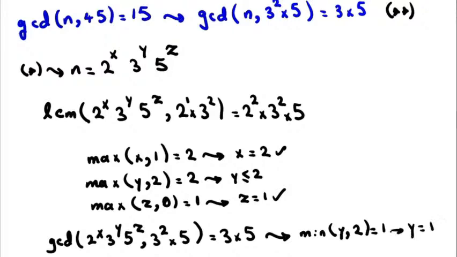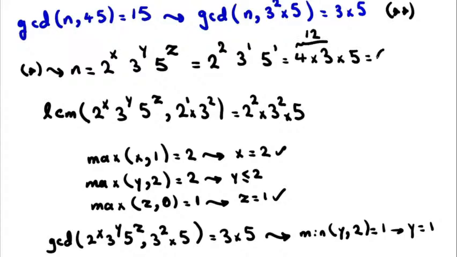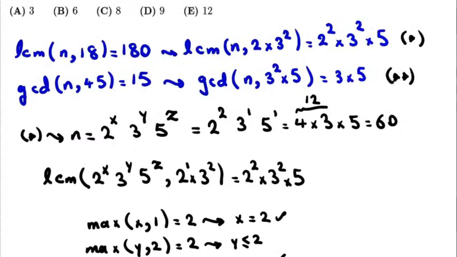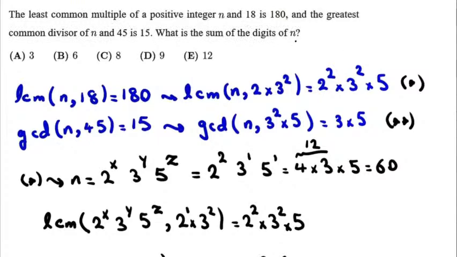So we found x, y, z. Now we can find n. It's 2 to the x, which is 2, times 3 to the y, which is 1, times 5 to the z, which is 1. So it will be 4 times 3 times 5, which is 4 times 3, 12. 12 times 5, 60. Let's see the problem once more. It says, what is the sum of the digits of n? So, the answer is 6 plus 0, which is 6, and the answer is B.